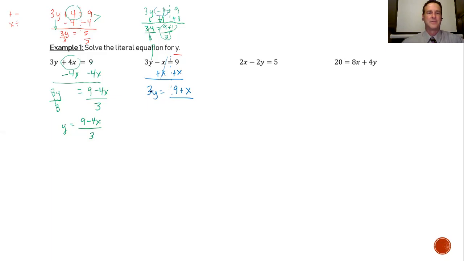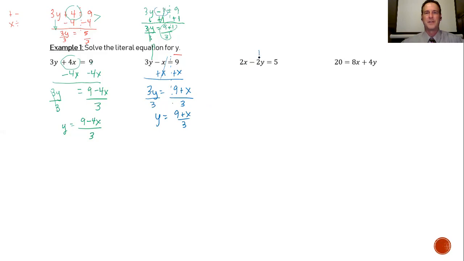And now we're going to get rid of the 3. 3 times y, let's divide by 3. And don't divide like 9 by 3, just leave it like this, 9 plus x over 3, done, okay? 2 left, all right? Same idea.